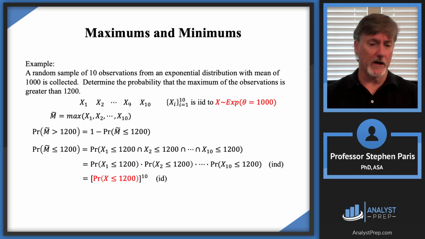And so you've got to go back, you've got to know your facts about exponential distributions. This is the CDF for an exponential distribution, and I know that the CDF is 1 minus e raised to the negative 1.2. The 1.2 comes from the 1,200 being divided by 1,000. Again, go back and look at your facts with exponential distributions.